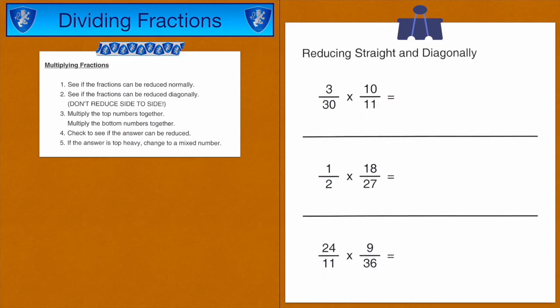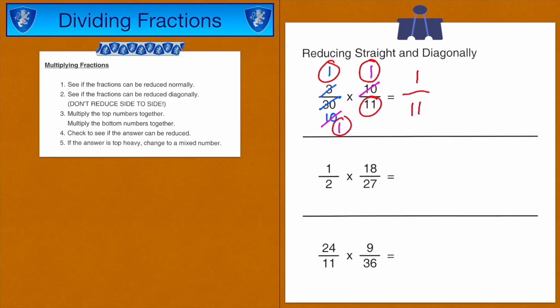Right, now sometimes you can do one normal one and one diagonally. So let's have a look at this. So 3 and 30 we can divide by 3. So that's 1 times 3 and 10 times 3. Now if you look diagonally, we've got 10 and 10. So we divide by 10, 1 times 10, 1 times 10. And then we've got 1 times 1 is 1, and 1 times 11 is 11.